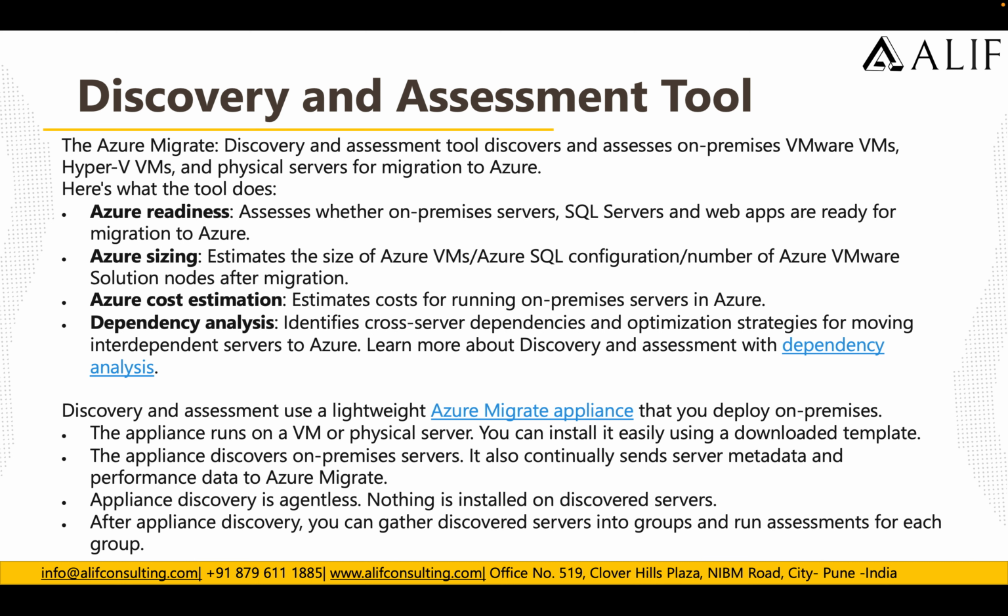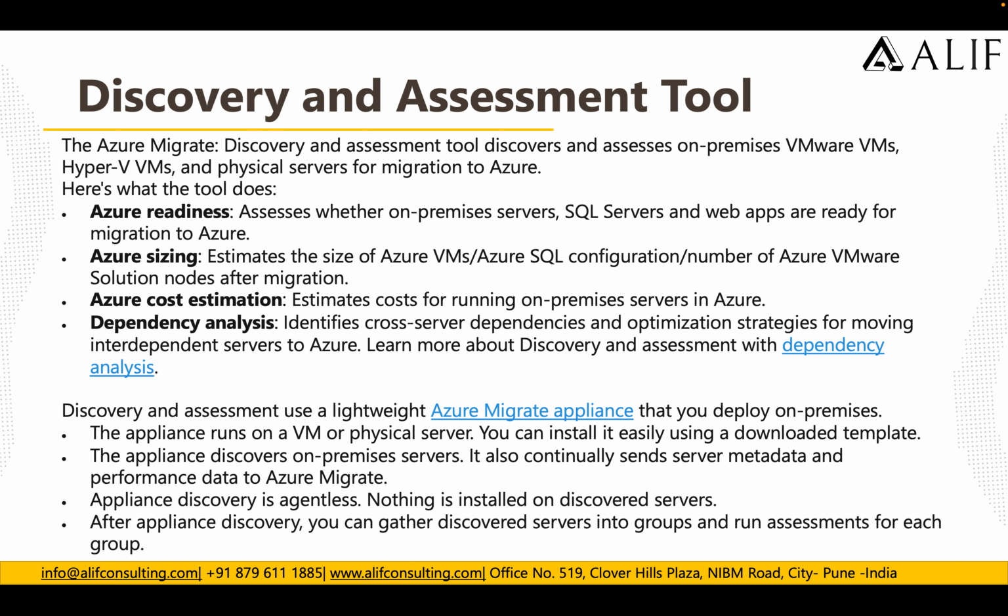Now the discovery and assessment uses a lightweight Azure Migrate appliance that we deploy on-premise. It's a physical or virtual appliance which can be run as a virtualized appliance on a virtual machine, and then you can connect that appliance with your VMware or hypervisor to discover things. The appliance can be run on a physical machine or on VMs. You can install it easily by using the downloaded templates.